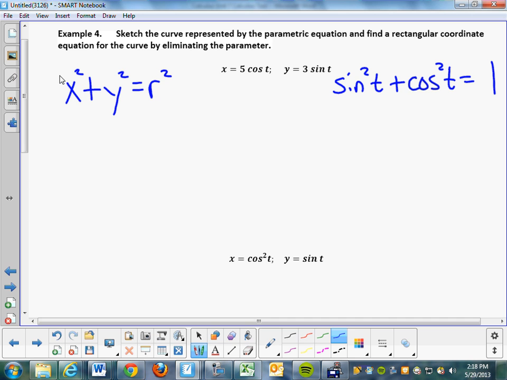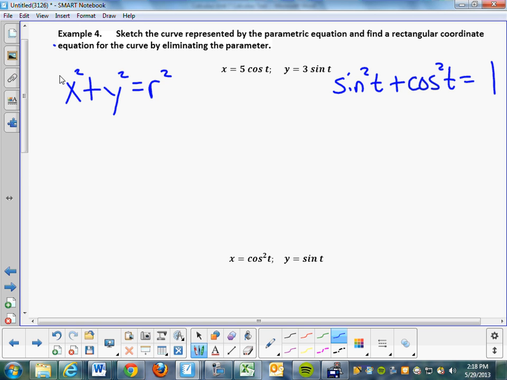Okay, so we're going to skip the middle example. We're going to do the first and the third examples, and this will hopefully help you out here. But we have x squared plus y squared equals r squared. We have sine squared plus cosine squared equals 1. Okay, so those are the two pieces that we have.